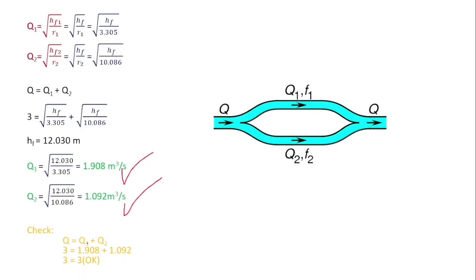So we can also check by this formula. Q is 3 given in question, and Q1 is 1.908 and Q2 is 1.092. So left hand side equals 3, right hand side is 3, so left hand side is equal to right hand side. So okay, the calculation is correct.